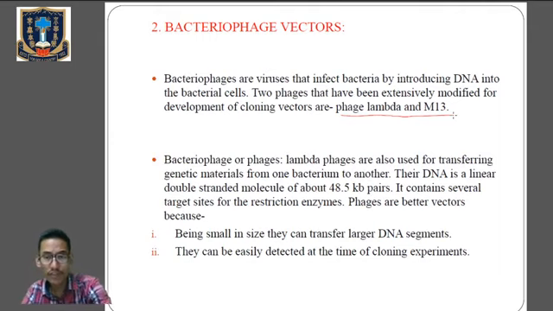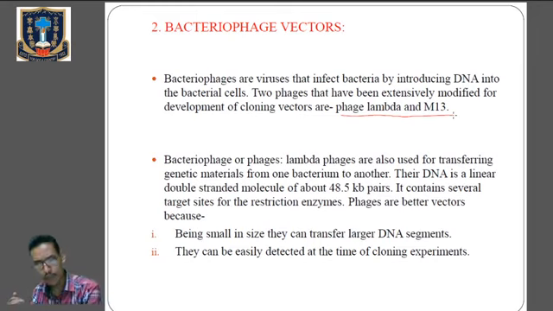Then we can also use phasmids as the cloning vector. Phasmids are a type of plasmid with a fragment of lambda phage DNA along with the attachment sites. So among the four types of vectors, plasmids, bacteriophage or lambda vector, cosmids and phasmids, the two most important ones are the first two.